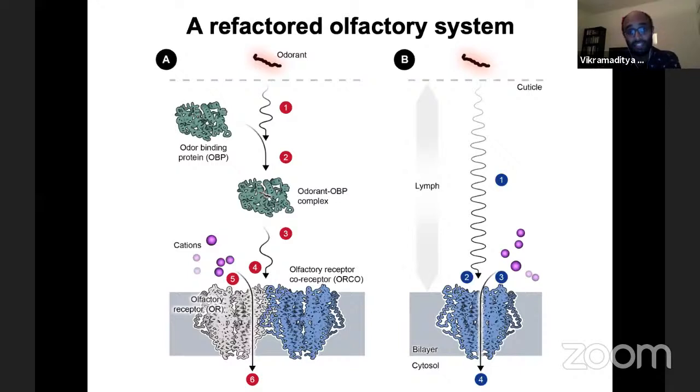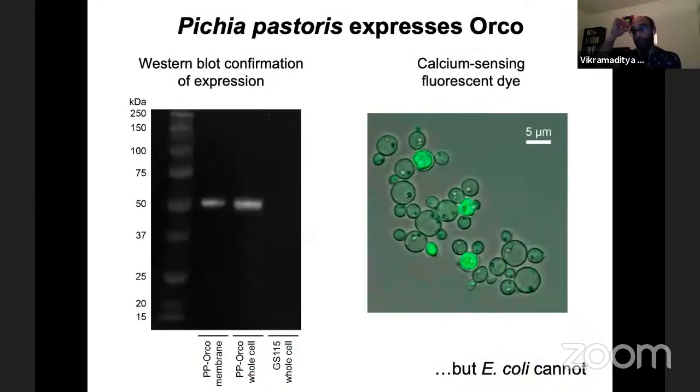So we took that system, but there are studies that have shown that the ORCO receptor by itself can also function as a cation channel, or a ligand gated channel as it is typically called. So the way we actually developed this system is we took this simplified system and introduced it into the yeast Pichia pastoris. And in the Pichia pastoris system, we then utilized that influx of calcium ions and we combined it with a calcium sensing fluorescent dye. So the Pichia pastoris is imbued with this calcium sensing fluorescent dye.